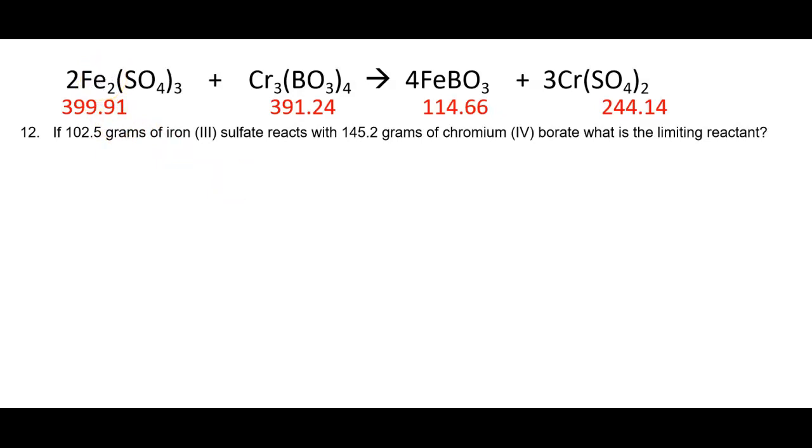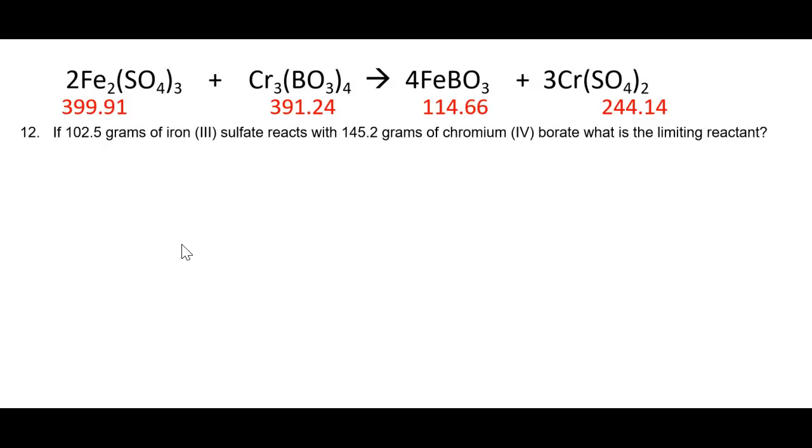So, the answer to this question can be one of two things. Either this reactant, iron sulfate, or this reactant, chromium borate. It does not require a numeric value here. It's asking about a reactant. Once you know the limiting reactant, it is what you start every problem with. All stoichiometric problems must be started with the limiting reactant.